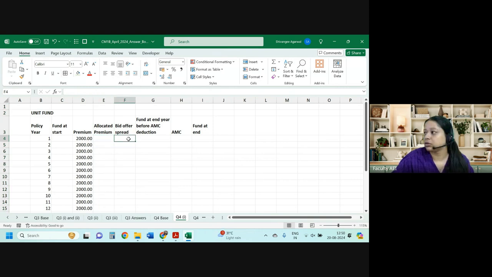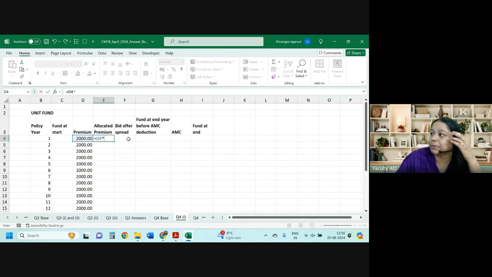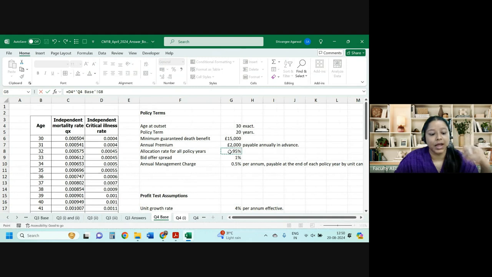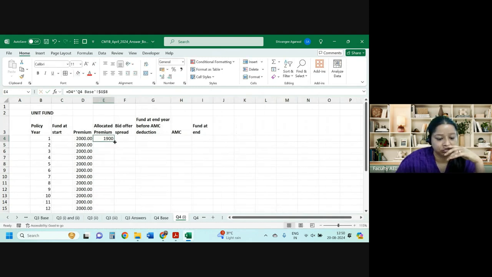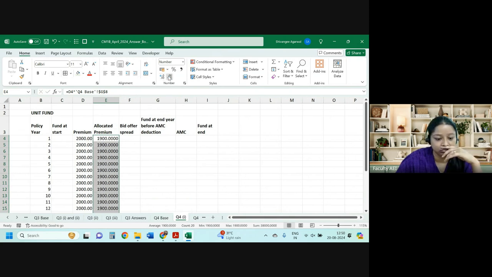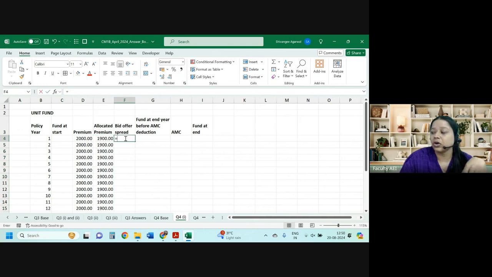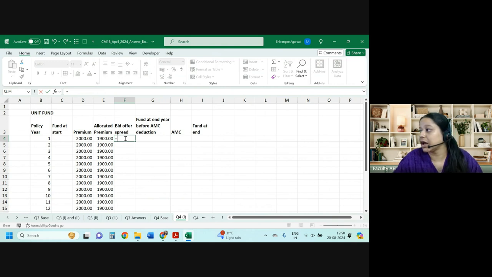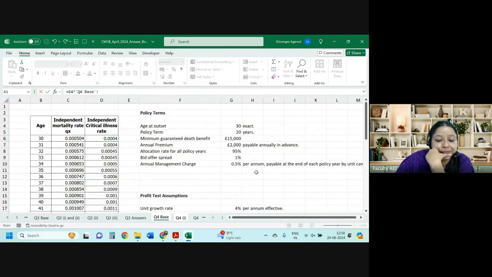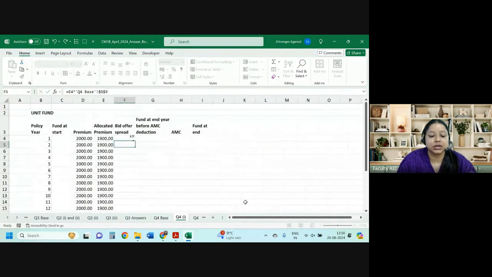Allocated premium, bid offer spread. So, do all three things. Allocated premium is this multiplied by allocation rate. Bid offer spread is how much? How do we calculate it? It says only bid offer spread, not premium allocation, they haven't said cost of allocation. So bid offer spread is this multiplied by, say, 1%. Just see what the column heading is.